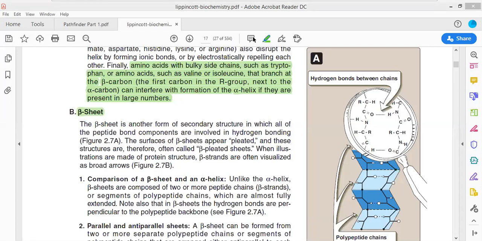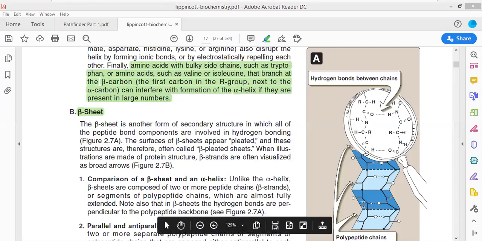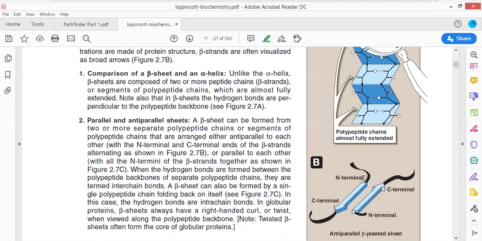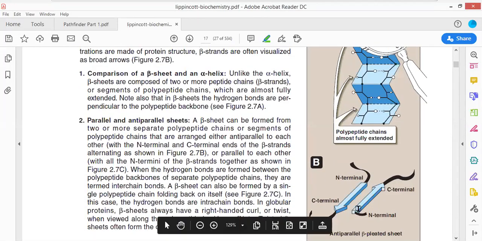That we have to visualize. Just wait for a minute. We are going to talk about the beta pleated sheet structure. The beta sheet is another form of the secondary structure in which all the peptide bond components are involved in hydrogen bonding. I'm just showing this to you. This is one beta pleated sheet structure. This is another beta pleated sheet structure.